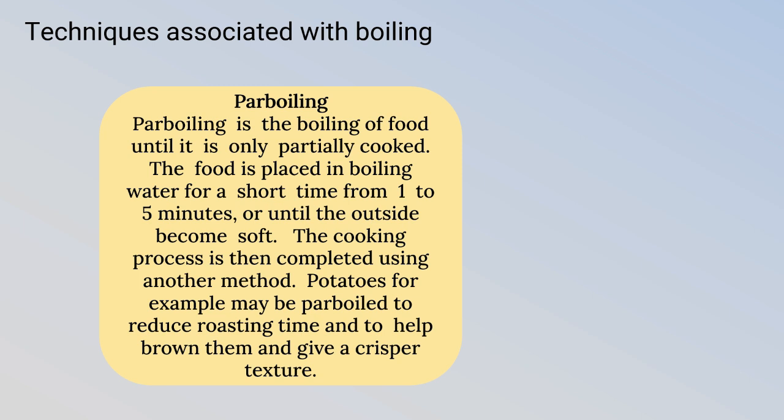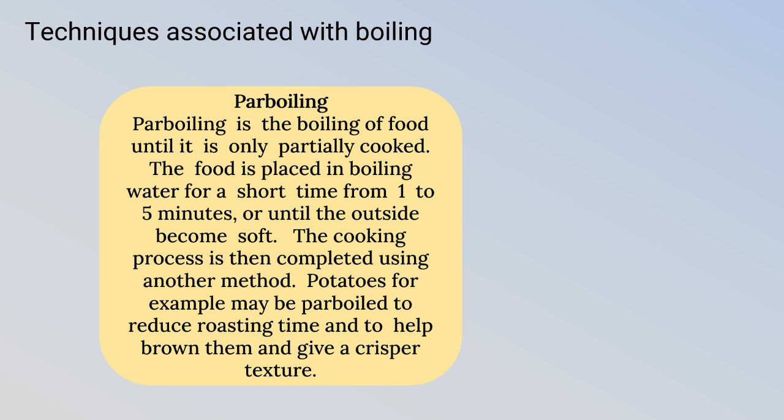Then another method associated with boiling is known as parboiling. Parboiling means partial boiling, and it is basically used for cooking where the ingredient is first parboiled, or partially boiled, and then cooked again through another method of cooking. In such cases, we always go for parboiling. What is that? Parboiling is the boiling of food until it is only partially cooked.